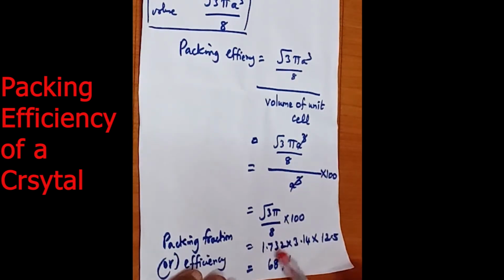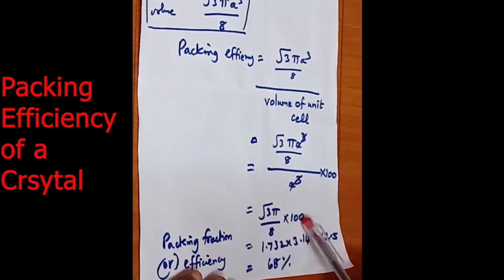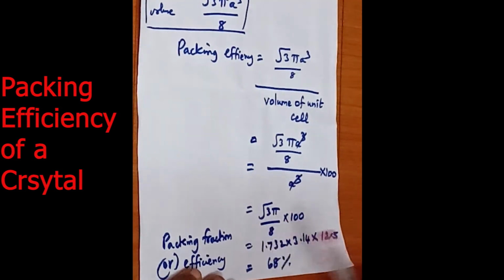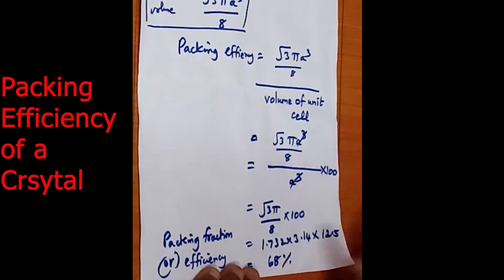So remaining will be, the value of root 3 is found to be 1.732. This is from the logarithm table. So 1.732 into 3.14 divided by 12.5... when you multiply all these values, you will be getting 68%. So the packing efficiency of a simple cube is 52%, whereas the packing efficiency of a body-centered cube is 68%.